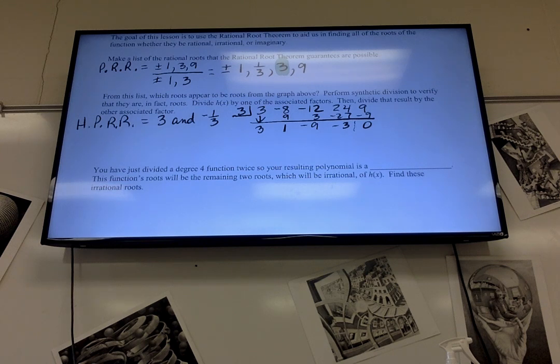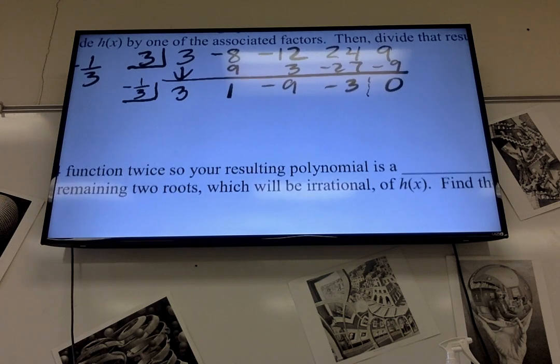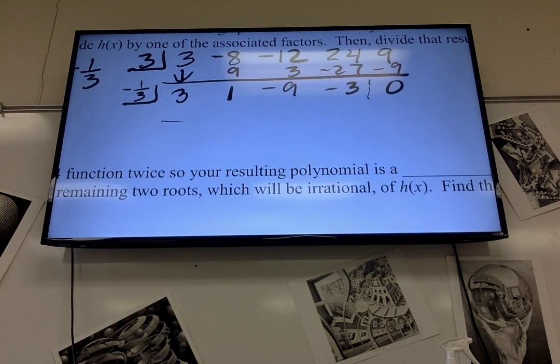Okay, then it says, then divide that result by the other factor. So I'm going to do it again. Only now I'm going to put negative 1/3 in the box. And bring down the 3, and think of this as division.